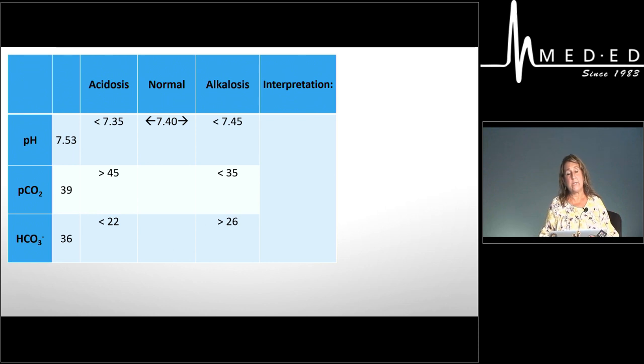With this pH, it's 7.53. That's higher than normal, so alkalotic. The PCO2 is 39. That is normal. And the bicarb level is 36, and that creates an alkalotic condition. So in this case, the interpretation is acute metabolic alkalosis.